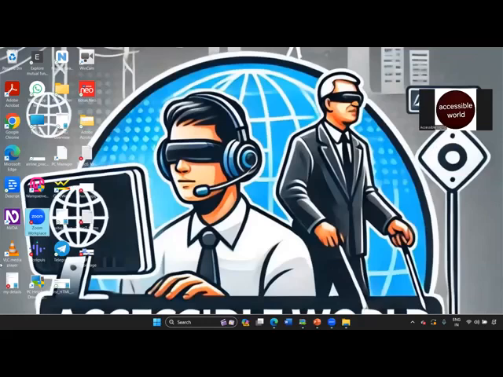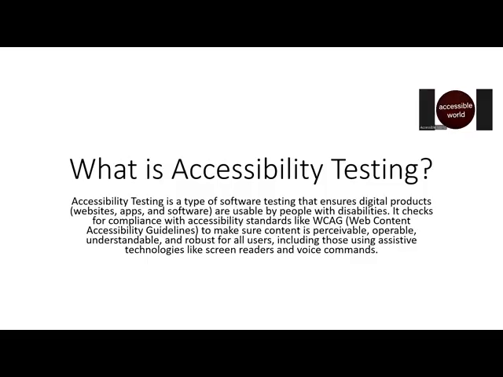So let's move to our first topic, accessibility testing introduction. What is accessibility testing? Friends, as a first topic, we will discuss what accessibility testing is.